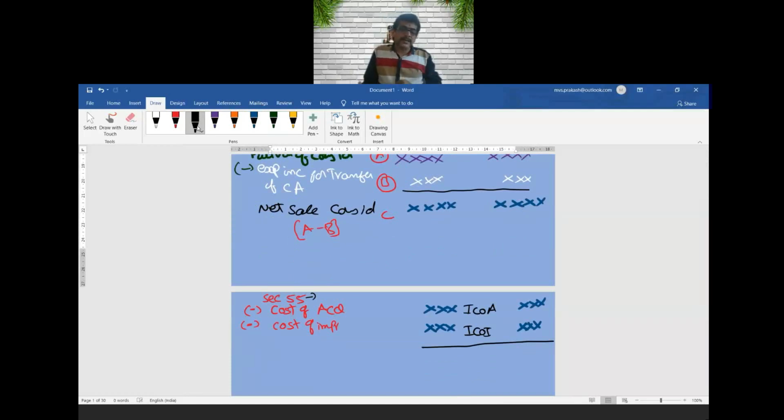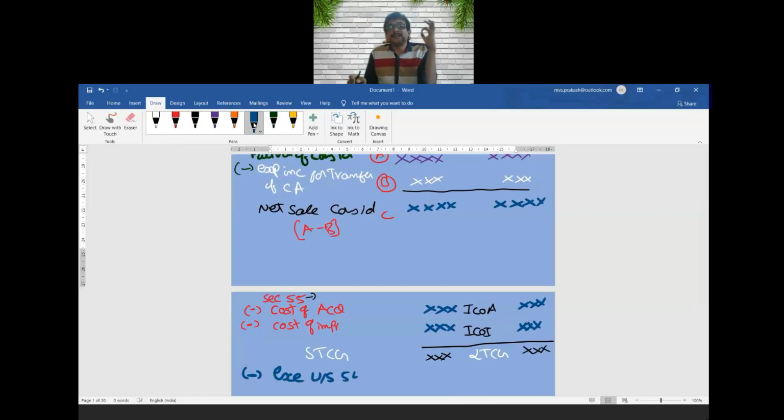What do we call this? We will call this short term capital gain, and this long term capital gain. So this is short term capital gain and this is long term capital gain. Now from this I need to reduce one thing. What is it? Less: exemptions under section 54.